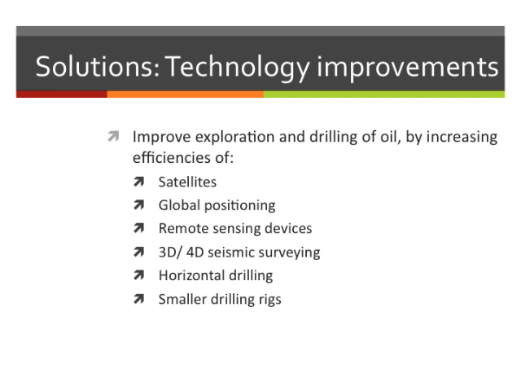However, there are ways to make oil drilling safer and less stressful to the environment. Improved exploration can include using advanced satellites and improved global positioning and remote sensing devices, and lastly, switching to 3D, 4D seismic surveying. Drilling can be made safer by using horizontal drill techniques and making smaller holes for the rigs.